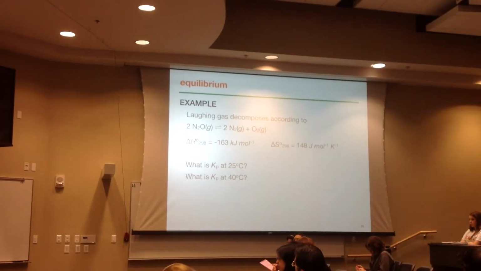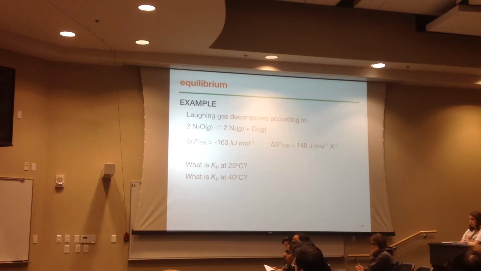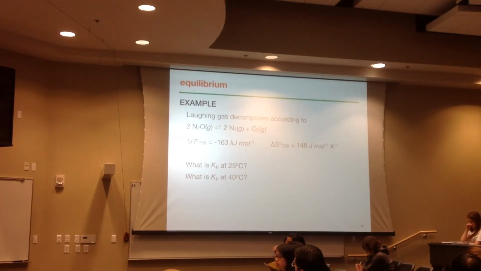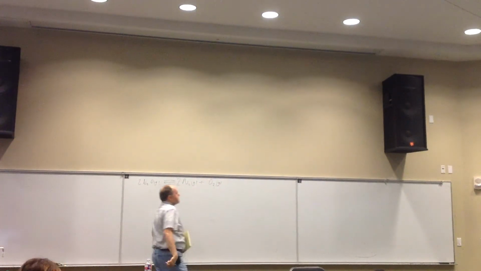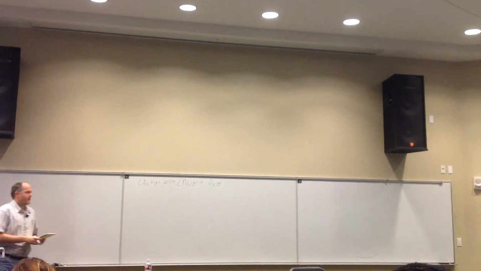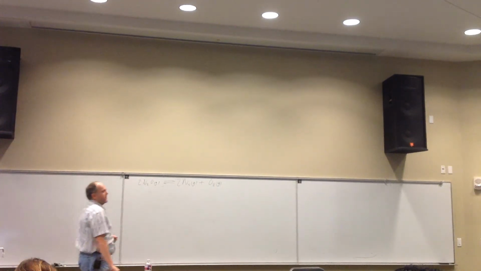So I have 2 moles of dinitrogen oxide giving rise to 2 moles of nitrogen and 1 mole of oxygen. My delta H at 298 is minus 163 kilojoules per mole.